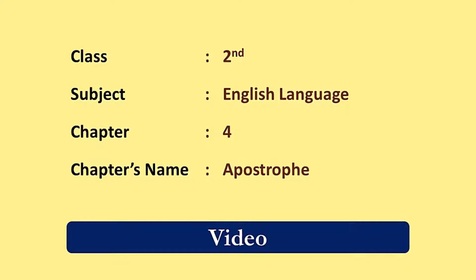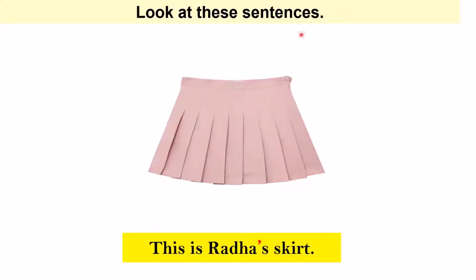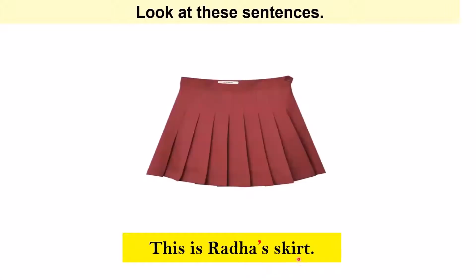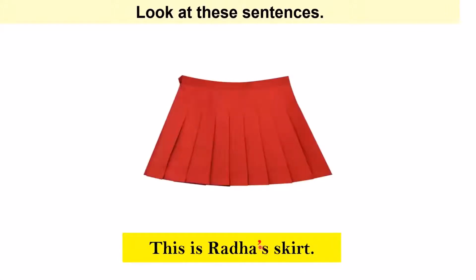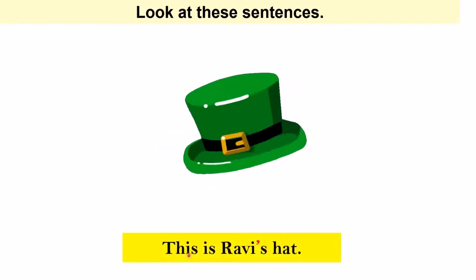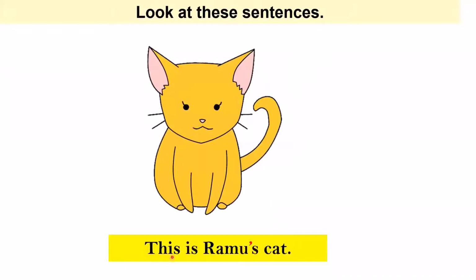Today we will study a new chapter, that is chapter number 4, apostrophe. Children, first look at these sentences. This is Radha's skirt. Children, please remember this sign. This is Ravi's hat. This is Ramu's cat.